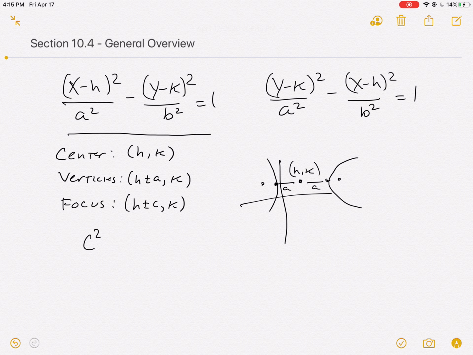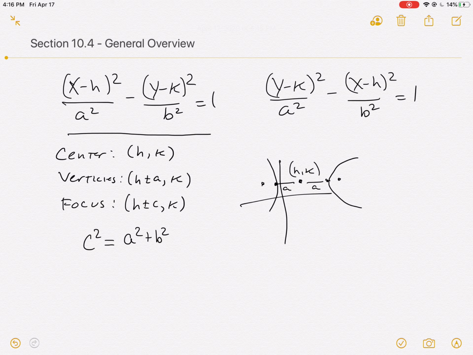So c squared is not going to be a squared minus b squared. It's going to be a squared plus b squared. We actually could care less whether a or b is bigger in this case. Everything happens to the positive squared variable. And so c squared will be equal to a squared plus b squared.